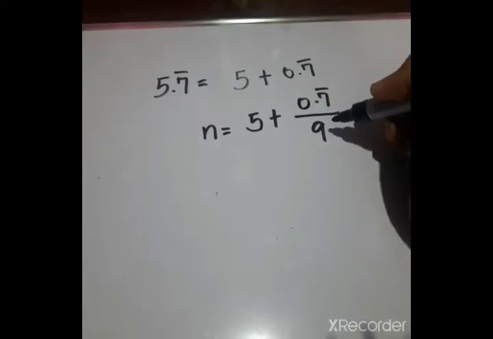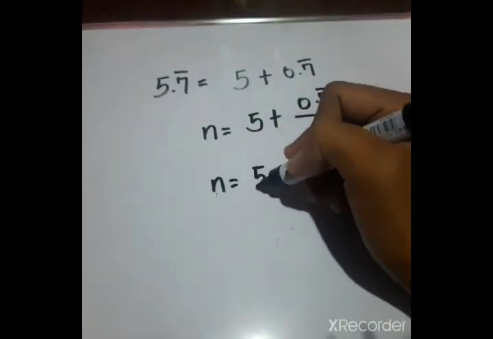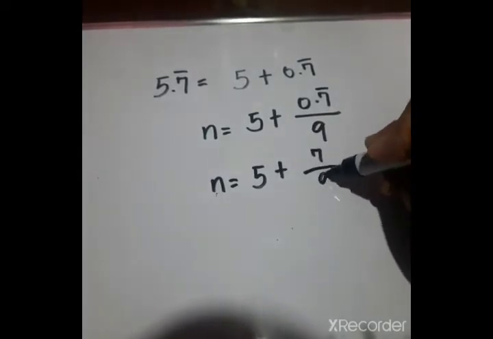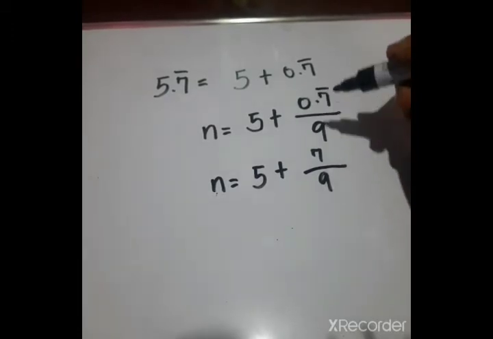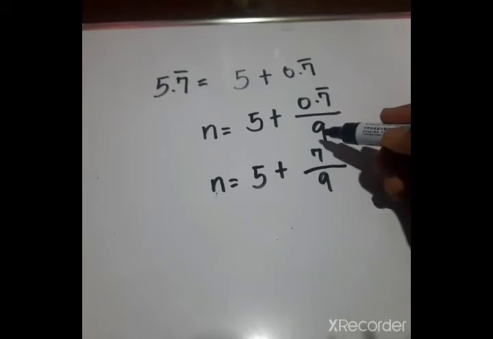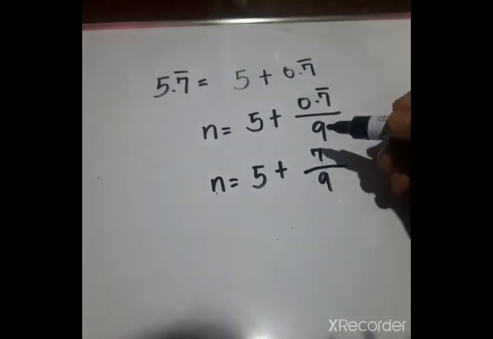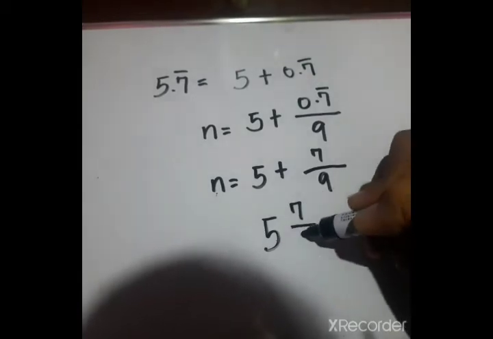Since we already add 9 as a denominator, we can now write n is equal to 5 plus 7 over 9. We remove already that 0 and the decimal point because we already have the denominator. Afterwards, check your fraction form. Can we simplify this one? No, of course, because it is already in simplest form. So therefore, we will just combine 5 and 7/9. So we have now 5 and 7/9.